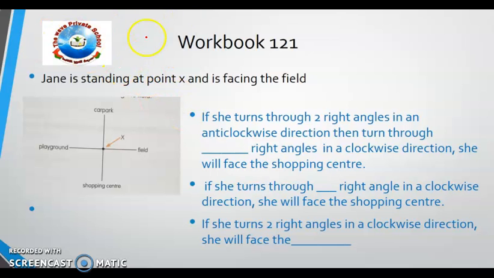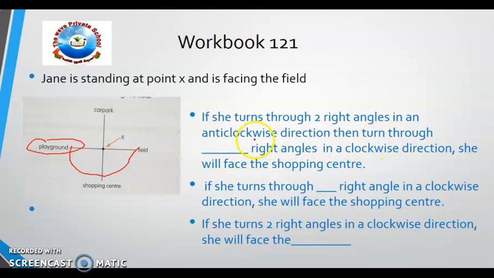Facing the field means she must be here, because she is facing the field, and position X means this line. They said X is right through this line. Now if she turns through two right angles in an anti-clockwise direction, anti-clockwise this side, opposite to the clock, two right angles, 1, 2.